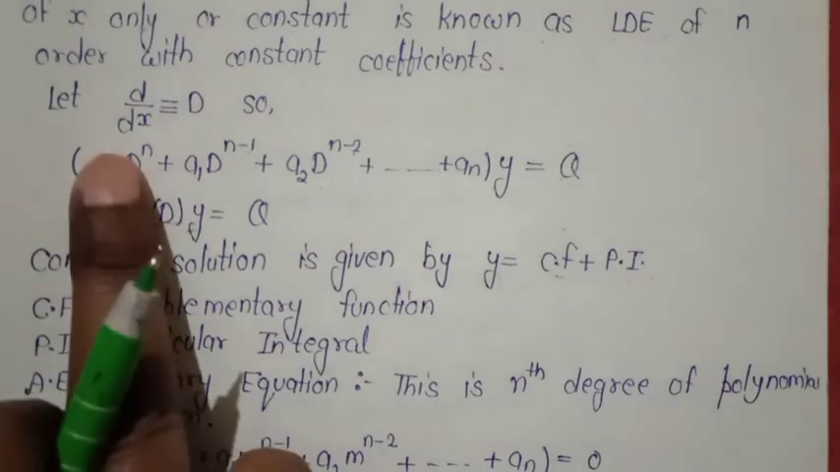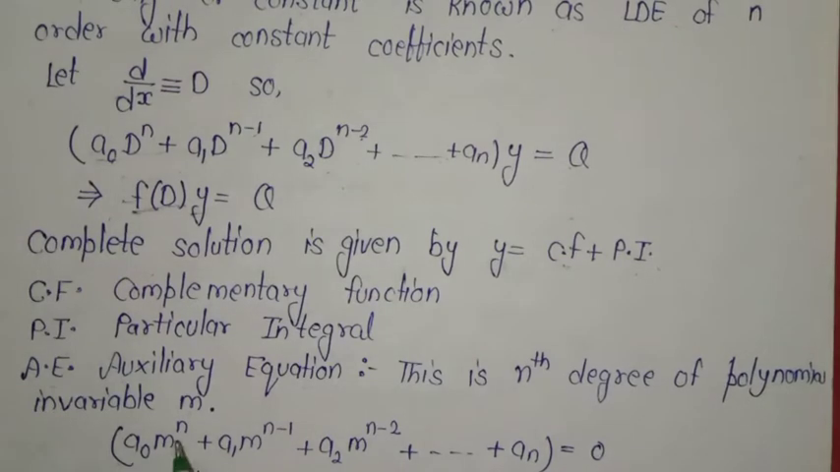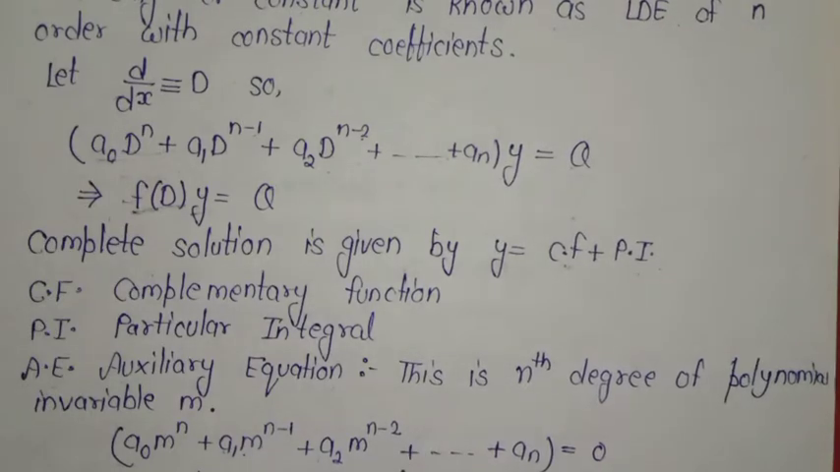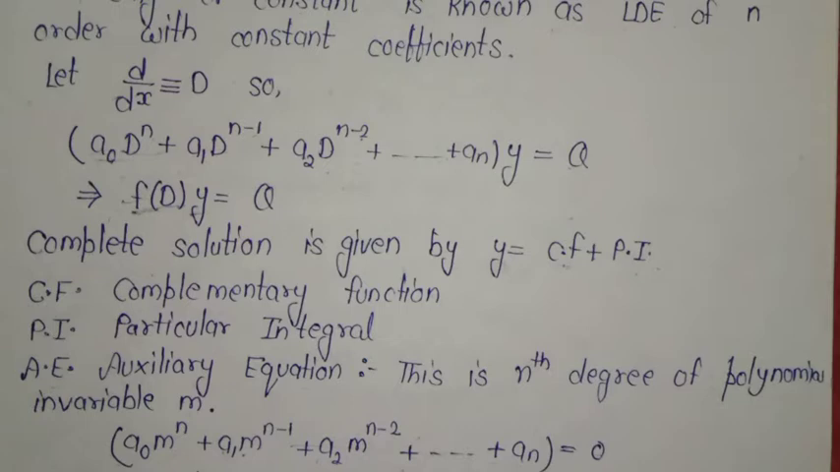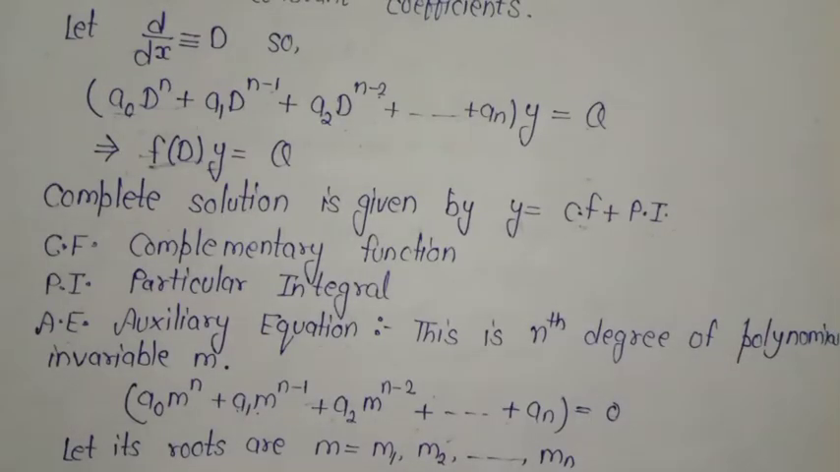So if we put D is equal to m, this equation gets reduced into the form a0 m^n plus a1 m^(n-1) plus a2 m^(n-2) plus and so on an is equal to 0. In this way we can write the auxiliary equation for any given differential equation which is in the form of a linear differential equation with constant coefficients. Suppose its roots are n roots, because this is an nth degree polynomial, so it must have n roots. Suppose its roots are m1, m2 and so on mn.